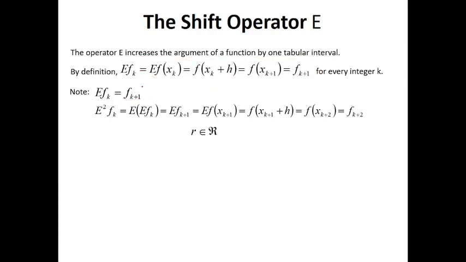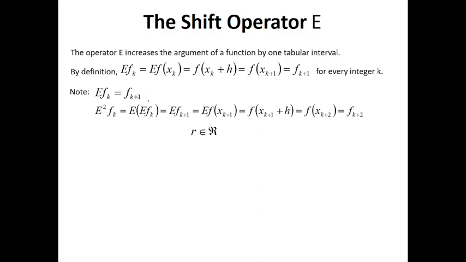Okay? E f sub k equals f sub k plus 1. How about the second shift of the function? The second shift of the function is E squared f sub k. Ibig sabihin yan, we can separate, no? It is the first shift of the first shift of the function. First shift ng first shift, no? So, ibig sabihin yan, second shift. Isi-shift mo yung first shift. So, second shift, E f sub k.